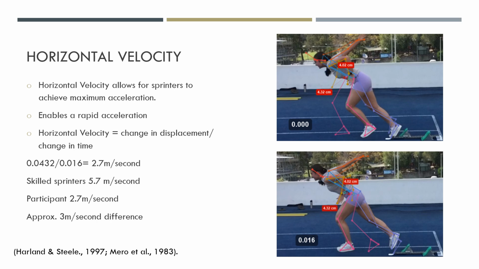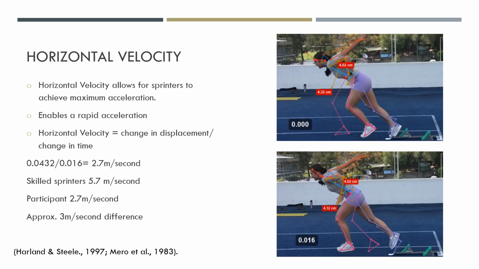Skilled sprinters tend to have a smaller takeoff horizontal velocity which decreases during the first ground contact, enabling them to generate the highest amount of force. Research showed that skilled sprinters have reported mean values of approximately 5.7 meters per second for horizontal velocity from the stationary set position to the first initial stride at toe off of the second post-block step.